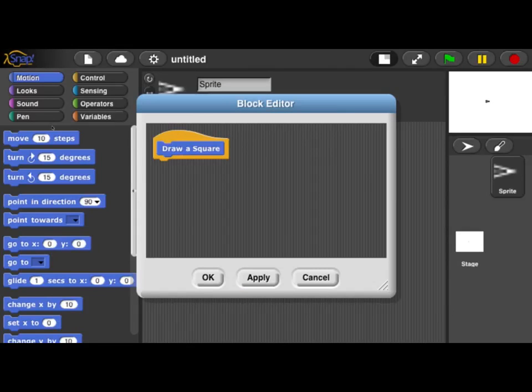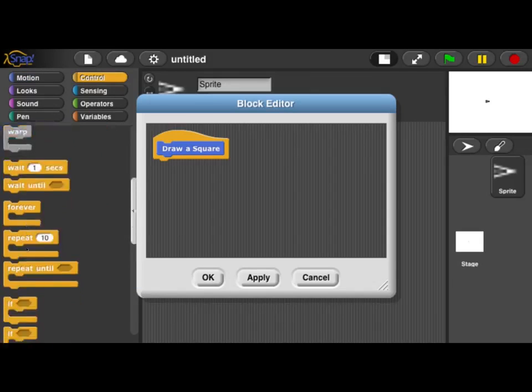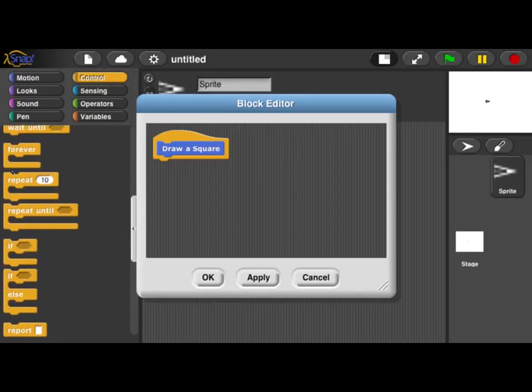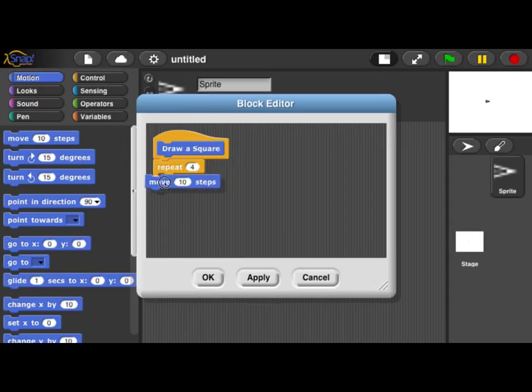So, you know it's going to be repeat, which is a control block. And you get a repeat number of times. Okay? Repeat. And there's a clicking sound, which is great. Add the clicking sound if you like that stuff. And you're going to move some number of steps. And you're going to turn 90 degrees. Just make it easy, okay? So, this is going to be draw a square of 100. It's already locked in. So this really should be draw 100 square.